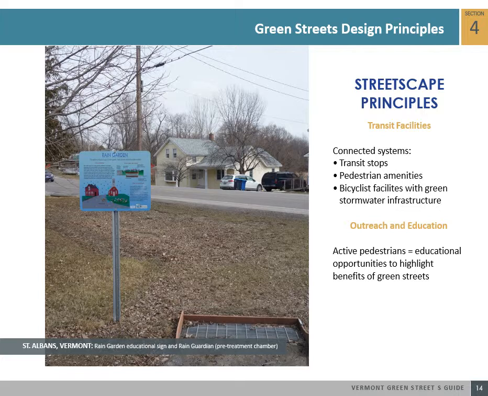Along streets with higher traffic volumes, transit stops and pedestrian amenities should also be included and connected to walking and biking systems. Green infrastructure systems such as stormwater planters, pervious paving, and green roofs covering bus shelters can provide stormwater benefits, along with opportunities for education about stormwater. Active pedestrian areas also provide educational opportunities to showcase the differences between conventional streetscapes and the functional landscapes of green street design. Investment in outreach often gives users of a site a greater sense of responsibility to keep the site clean, care for the plants, and respect the overall space.